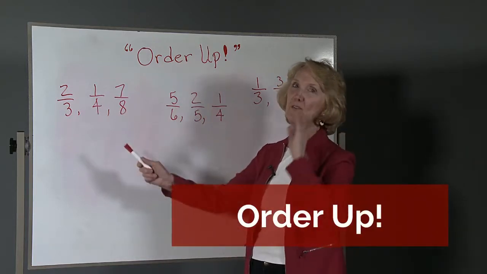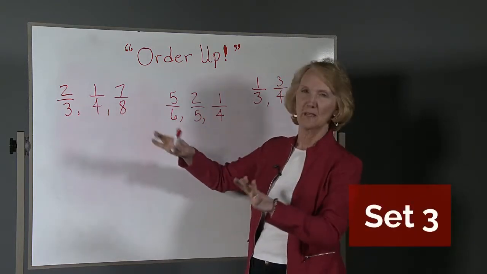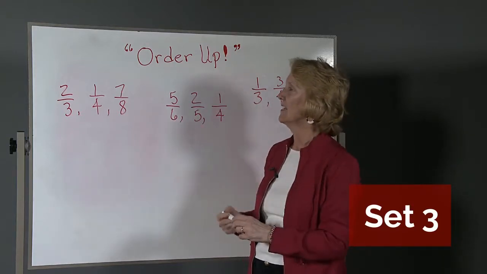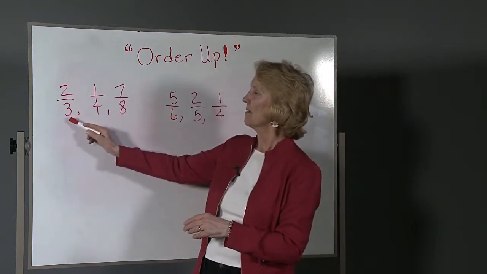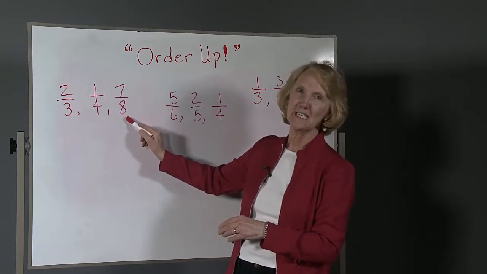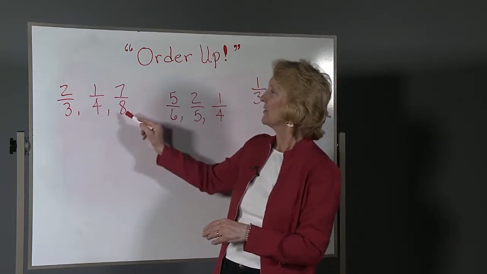We're going to be given 3 fractions, and you have to put them in order from the littlest to the biggest. Let's take a look at our first problem. Looking at the denominators, we have thirds, fourths, and eighths.